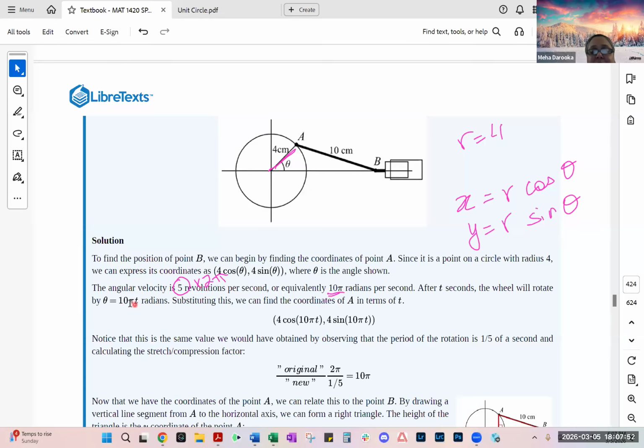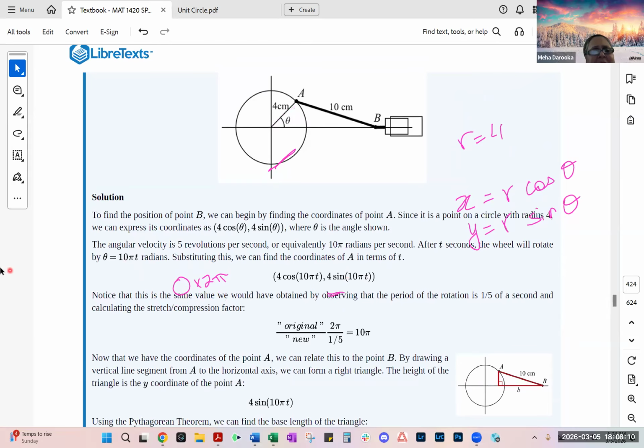So they're saying now that we have this value for theta, we can now go ahead and substitute that in our 4 times cosine of theta and 4 times sine of theta. And that will give us the new value for the point with the t variable, right?